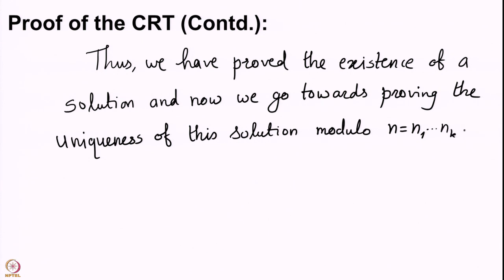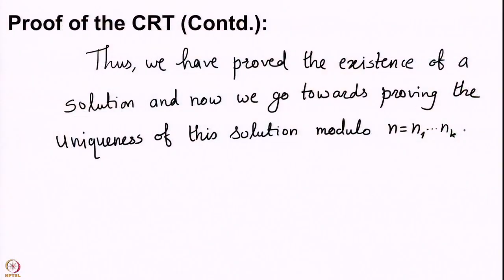So, what is the meaning to say that we are looking at uniqueness? It means that if you have two solutions, suppose I have a natural number alpha which satisfies that simultaneous system of linear congruences. So, I would have alpha congruent to A1 mod N1, alpha congruent to A2 mod N2, and so on up to alpha congruent to Ak mod Nk. And suppose we have one more natural number beta satisfying the same, then alpha and beta should be congruent to each other modulo n. This is what we want to prove.